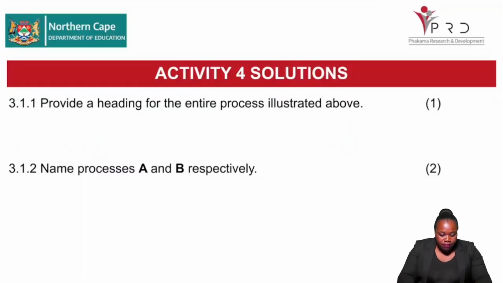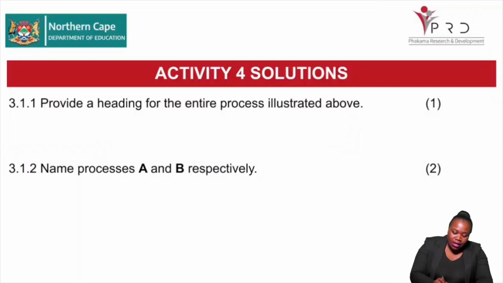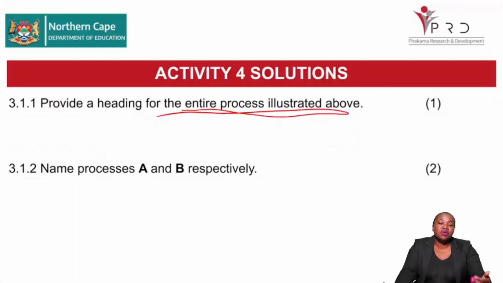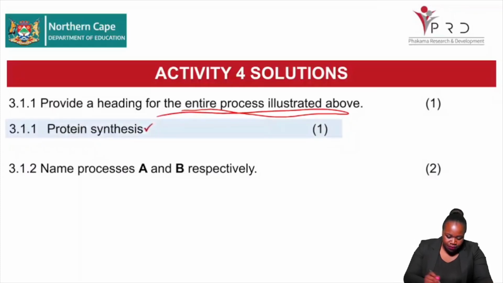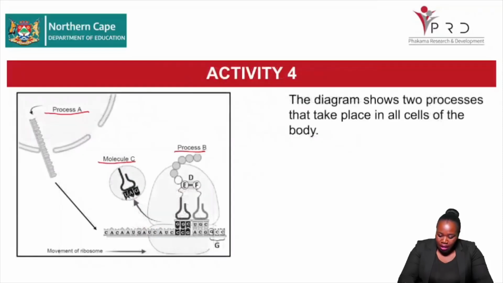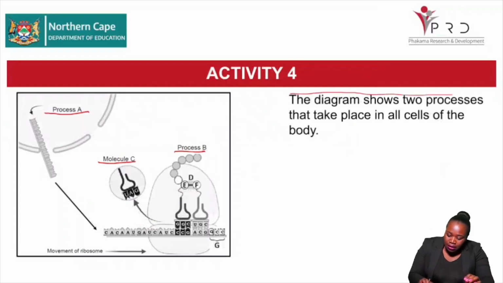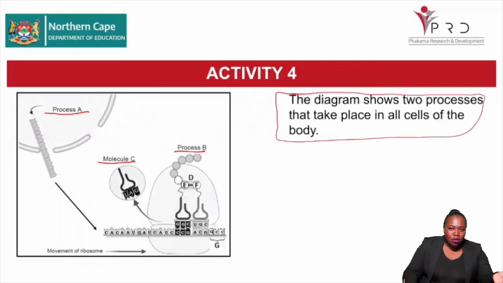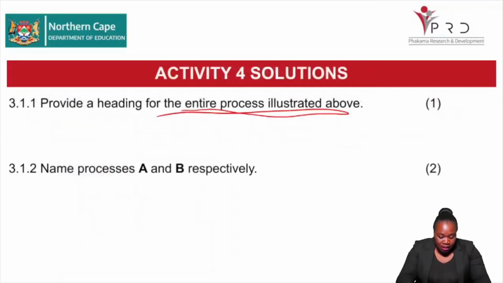Okay, 3.1.1, it says provide a heading for the entire process illustrated above. As we can see there, we have both transcription and translation. It means that the heading for this would be protein synthesis, right? There is your mark. Some of these questions are really just giveaway questions. You already know that this is protein synthesis, so you should be able to answer this. And as you can see here, they didn't mention that it's protein synthesis because you're supposed to get a mark for it in the questions.